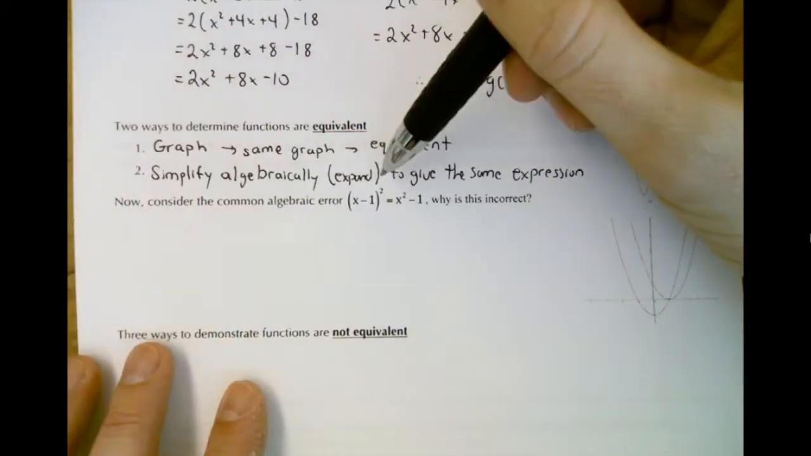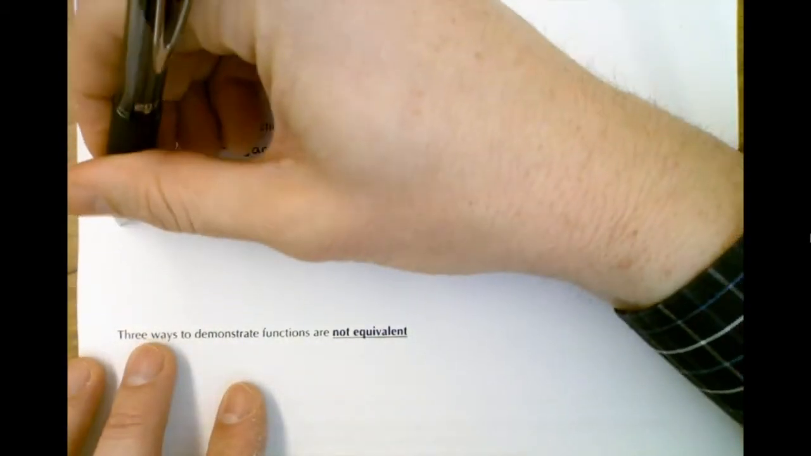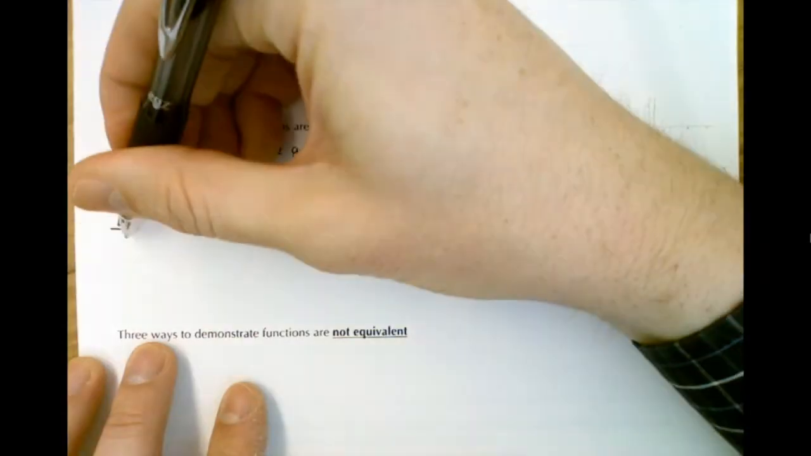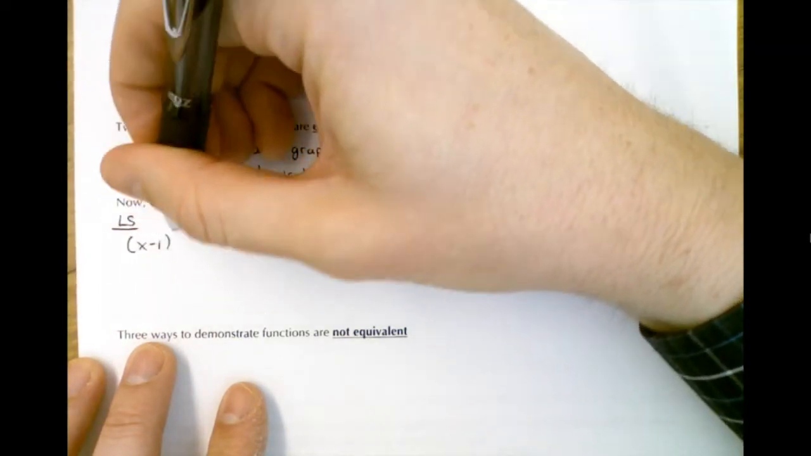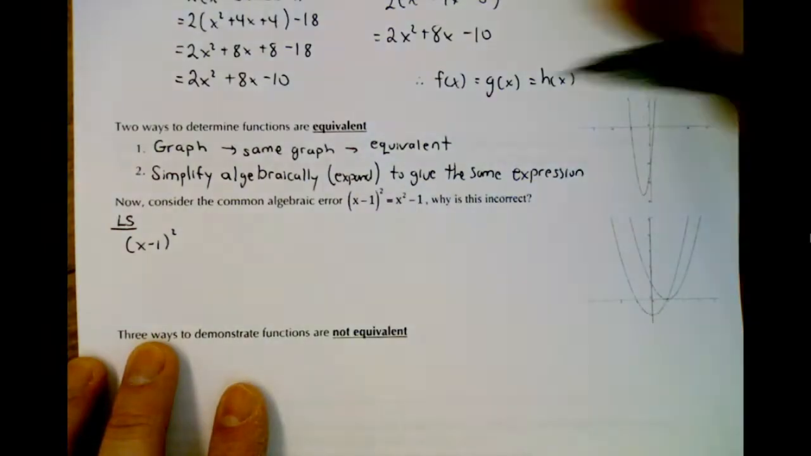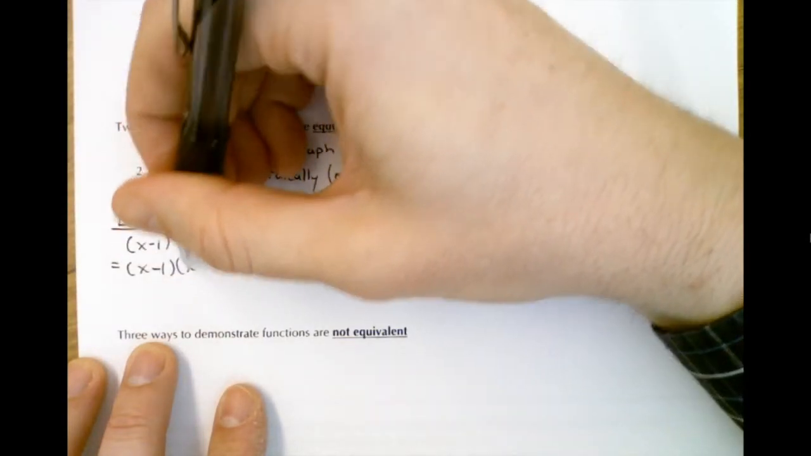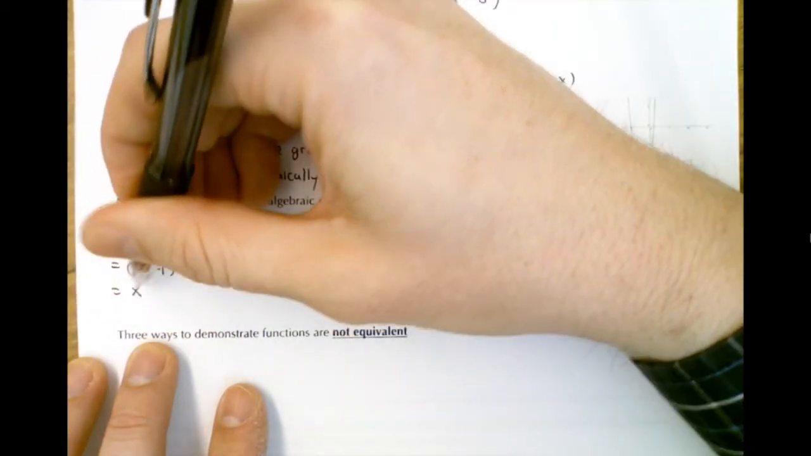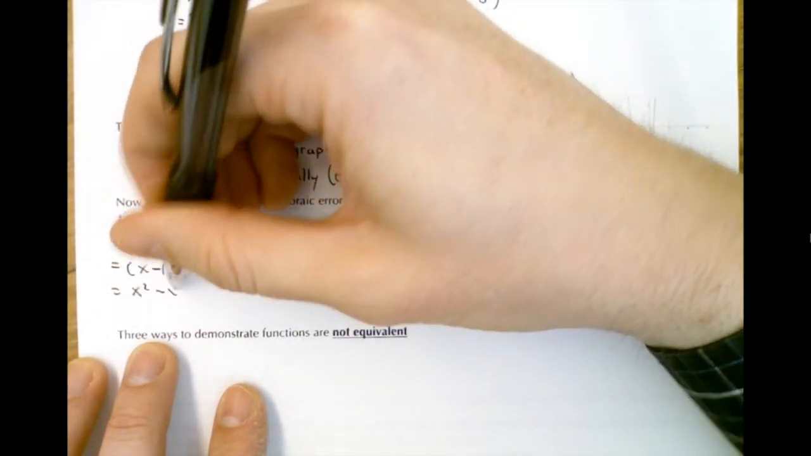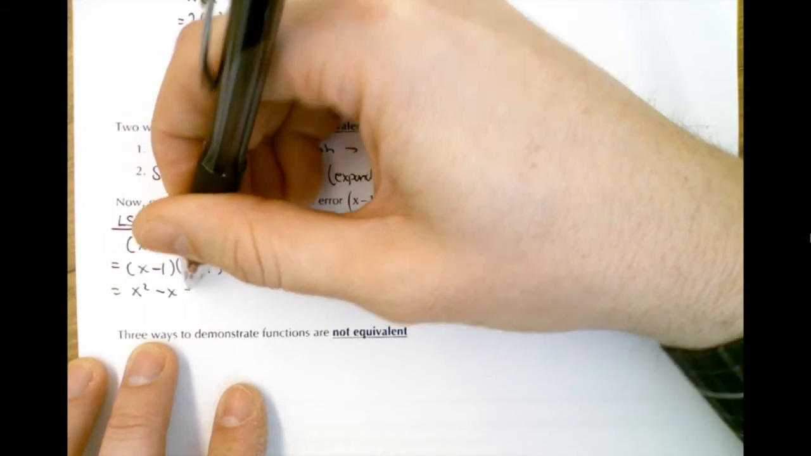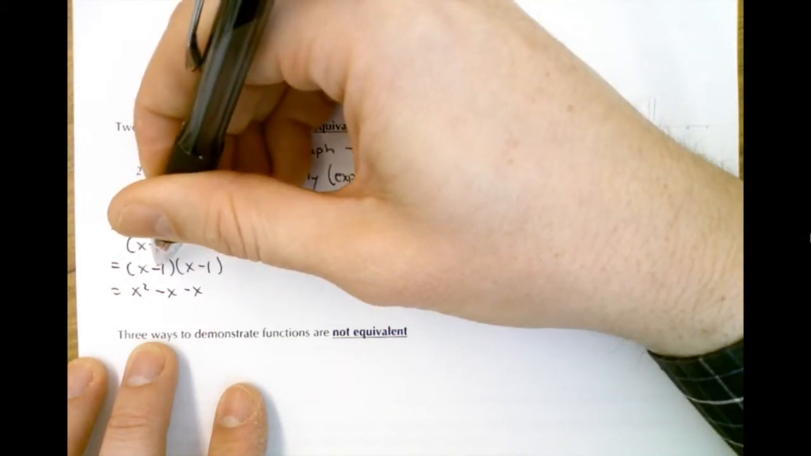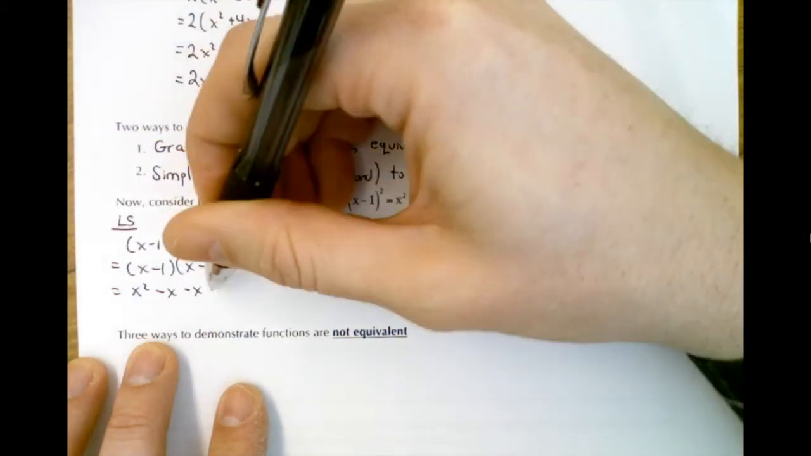So there's two sides, a left side and a right side. Let's look at the left side first. The left side says (x − 1)². The way we simplify that is by writing the bracket twice and expanding by FOIL. x times x is x². x times negative 1 is negative x. Negative 1 times x is negative x again. And negative 1 times negative 1 is positive 1.